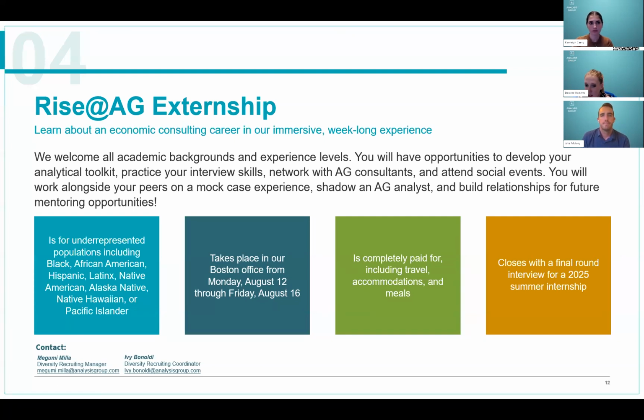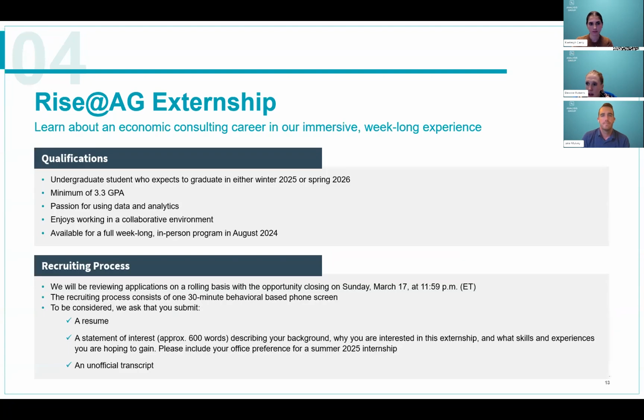But in terms of the application requirements, the specific requirements are outlined here, and we do want to note that this program is geared towards undergraduate students who expect to graduate in either winter 2025 or spring 2026. I know it seems far to think about, but applicants are required to submit a resume, a statement of interest, and unofficial transcripts. And again, we will go over application deadlines and whatnot on the next slide.